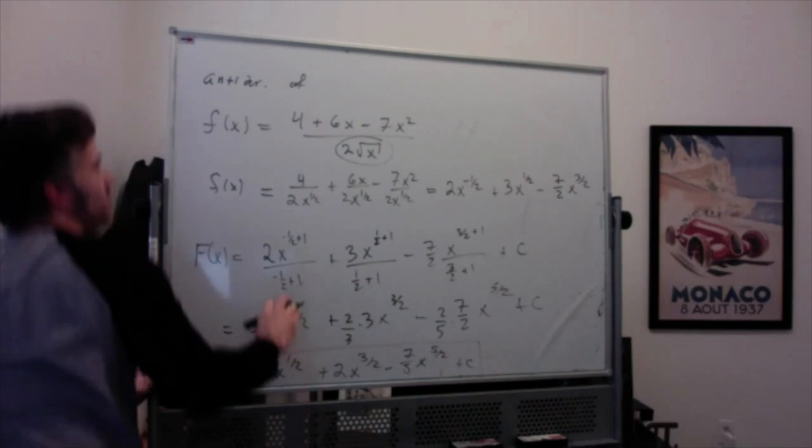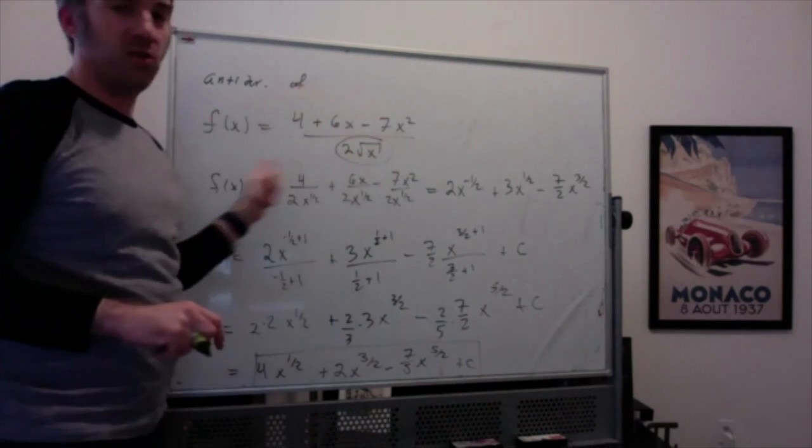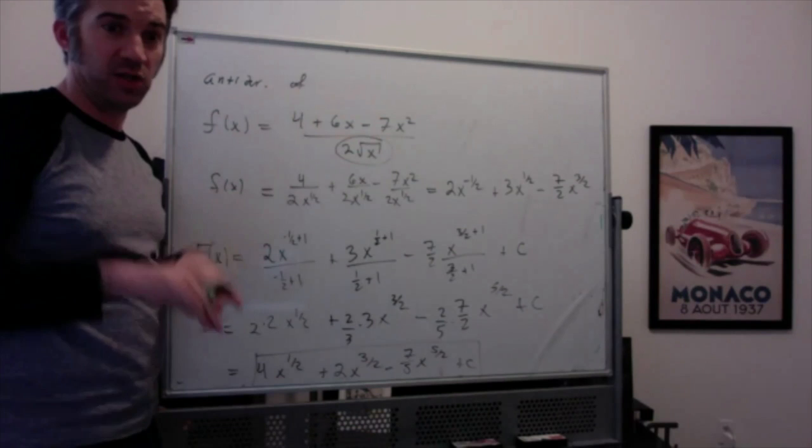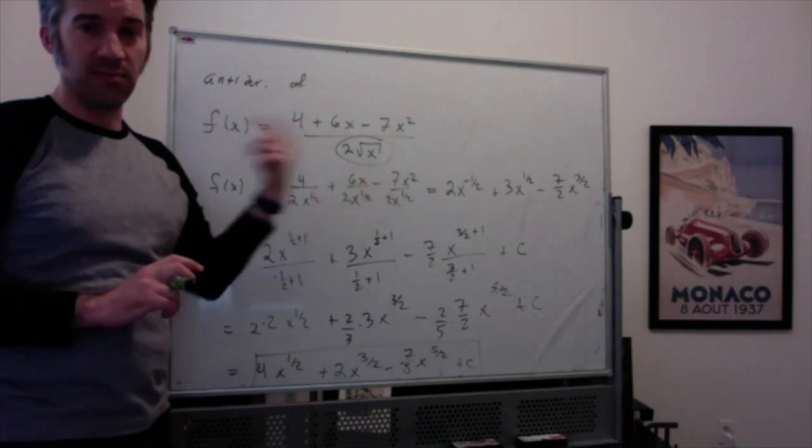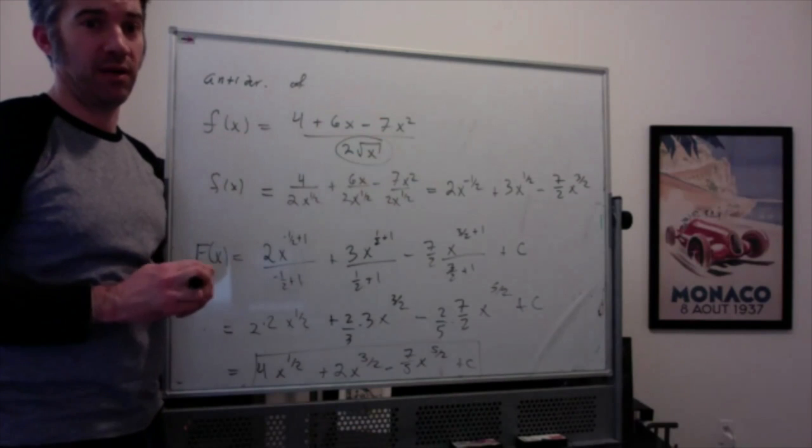So when you see some sort of fractional looking thing like this that you're supposed to anti-differentiate, the idea is that you want to break it up into many simple things that you can actually use the anti-power rule on.